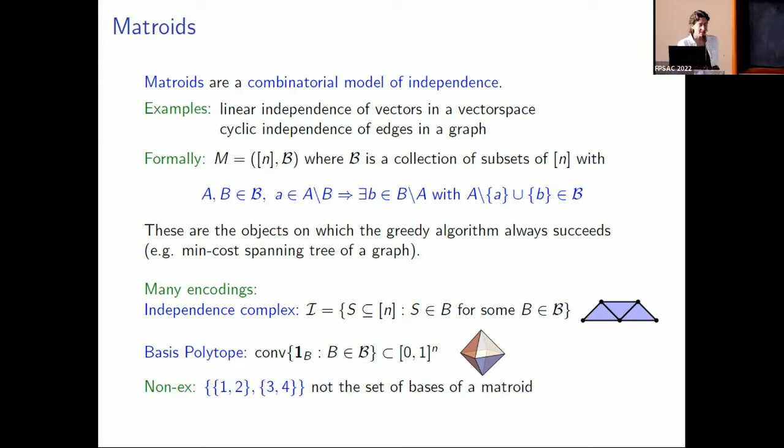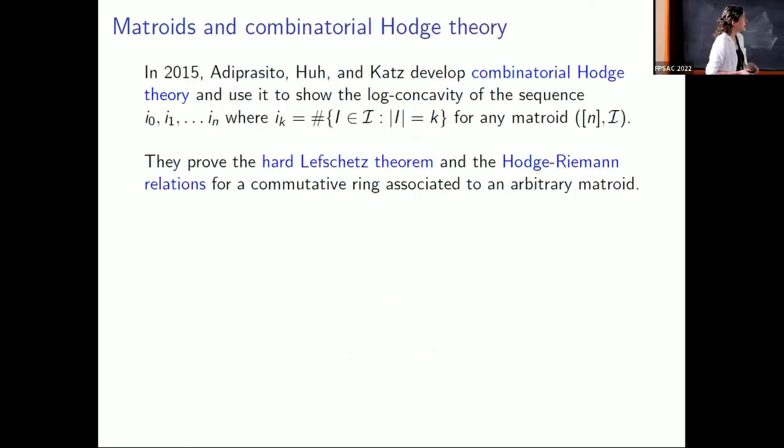And as mentioned in Suihong's talk yesterday, there have been a lot of developments in the theory of matroids in the last couple of years, many of which really start with this paper from 2015 by Adiprasito, Huh, and Katz, who developed combinatorial Hodge theory in order to study matroids. So they associate large commutative rings to these combinatorial objects in order to better understand them. And in particular, use it to show log-concavity of certain sequences associated to matroids.